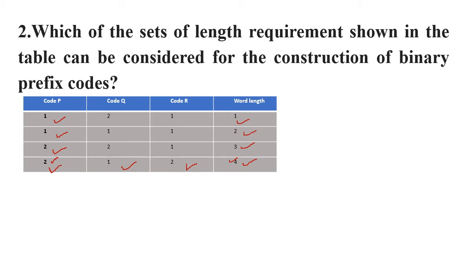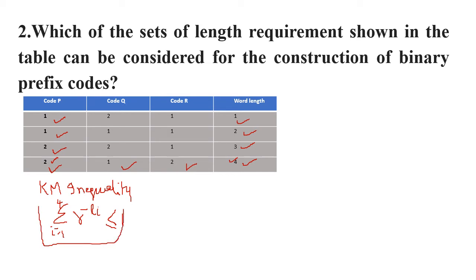So how to check it? We know that it is given by the Kraft inequality. What is this Kraft inequality? As discussed, it is nothing but the summation for i equal to 1 to 4, since you have 4 symbols, of r to the power of minus Li, which should be less than or equal to 1 for the prefix property to be satisfied for a given code word.